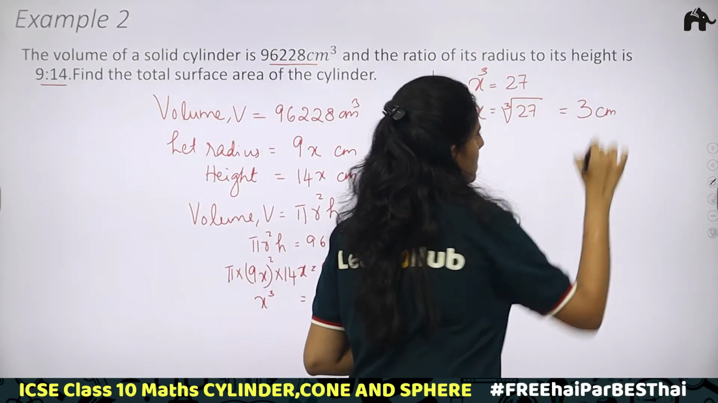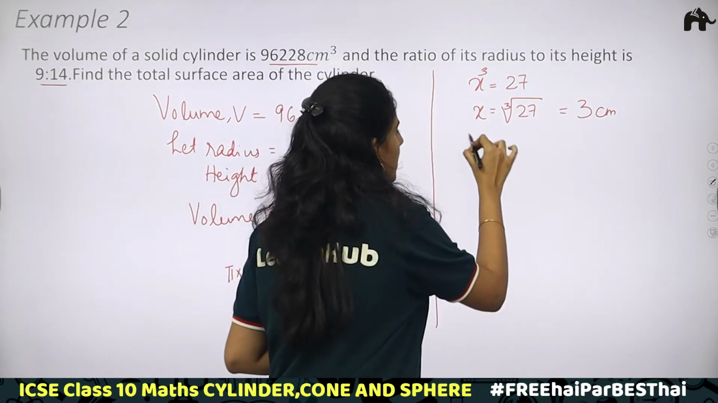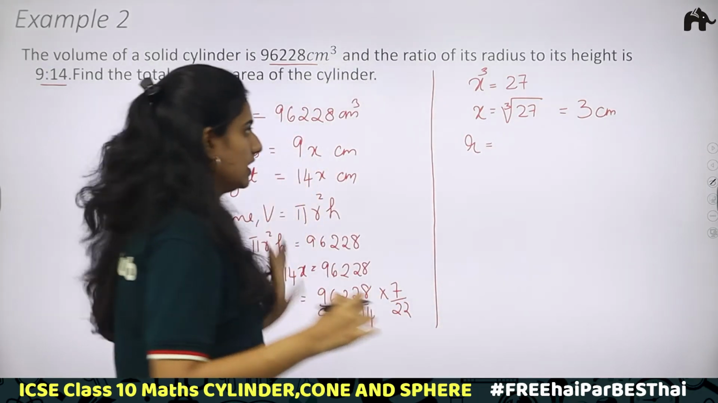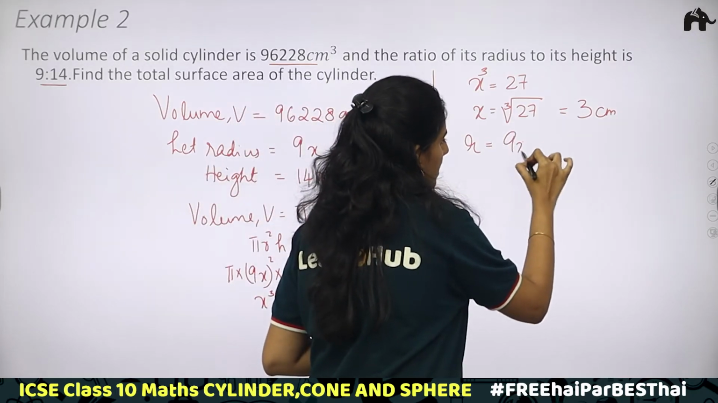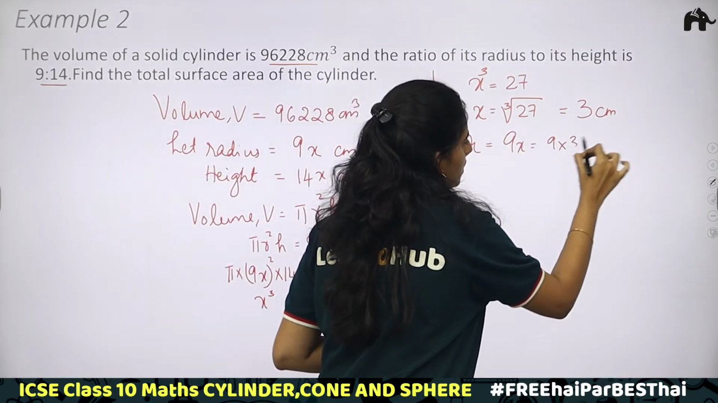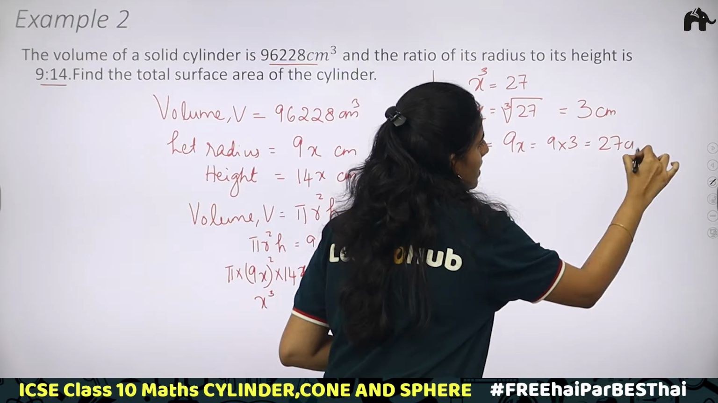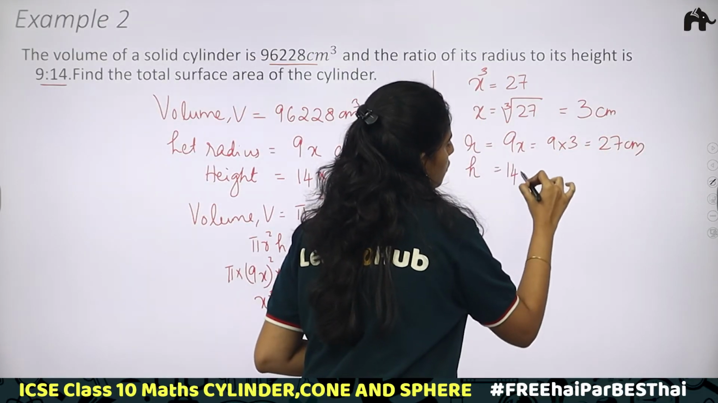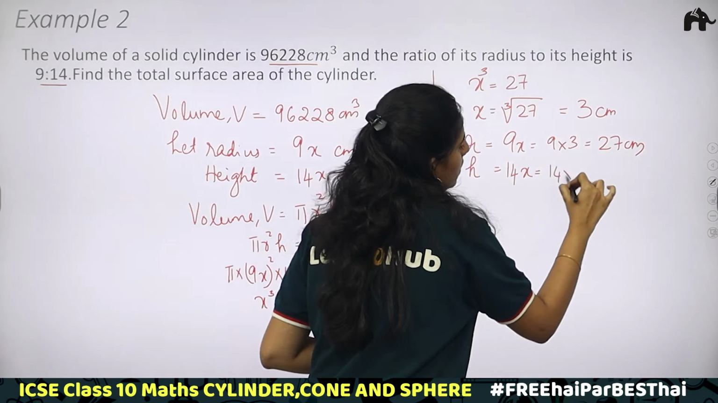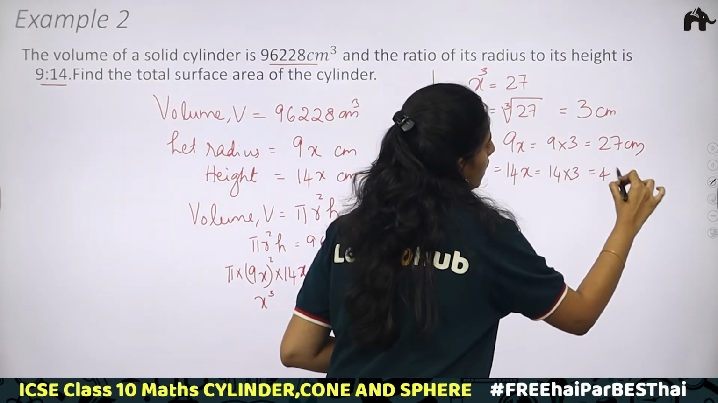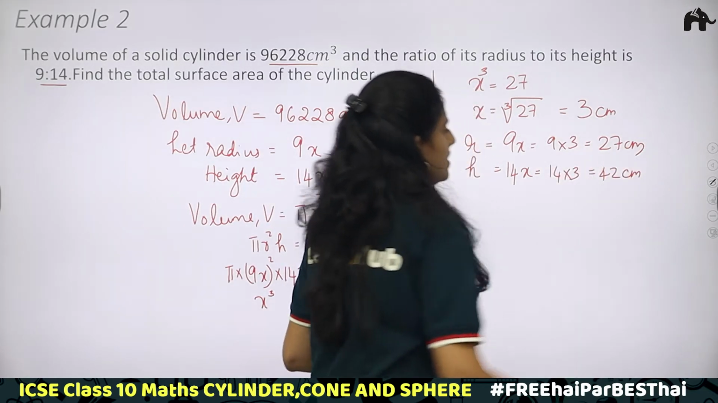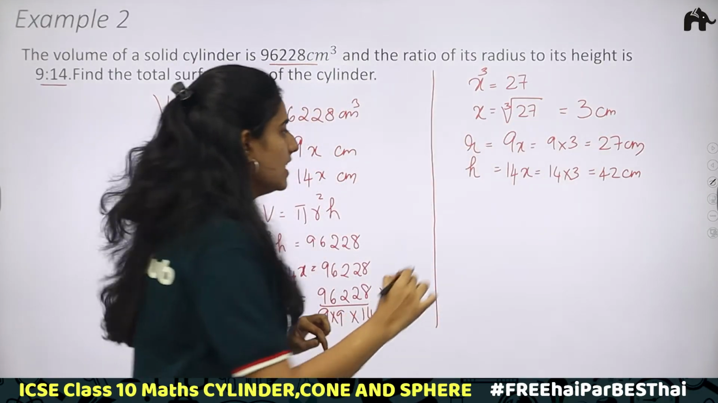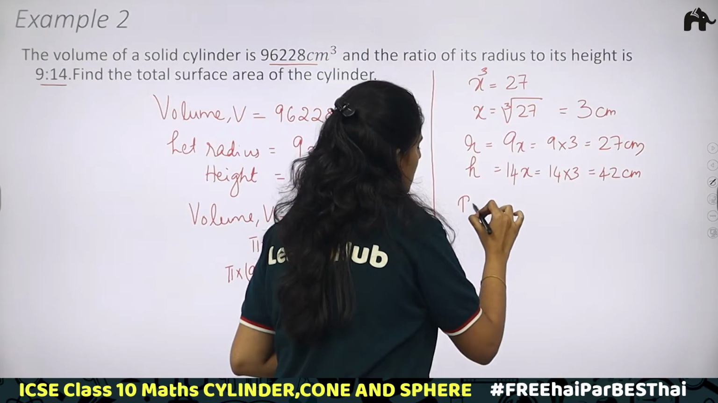3 centimeter. Okay. Then what is the radius r? R will be equal to 9x, which is 9 into 3, and that is 27 centimeter. What about height h? H will be equal to 14x. 14 into 3, that is 42 centimeter. We got the radius and the height. Now we can easily find what the total surface area is.